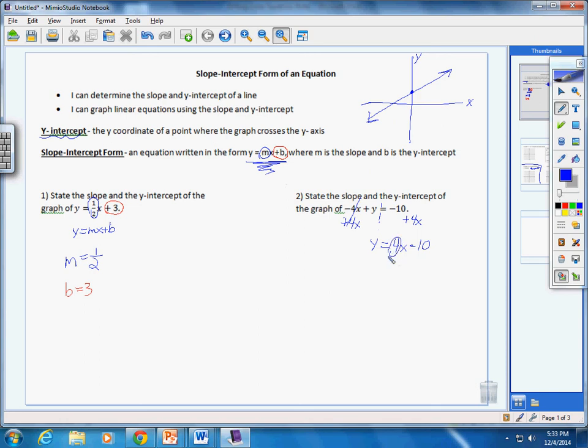What number comes before the x? That's your slope. And what number comes on its own in the position for b? Negative 10. So to answer the question, you say your y-intercept is negative 10, your slope is positive 4, and you're done.